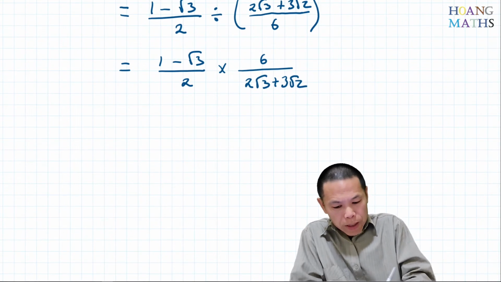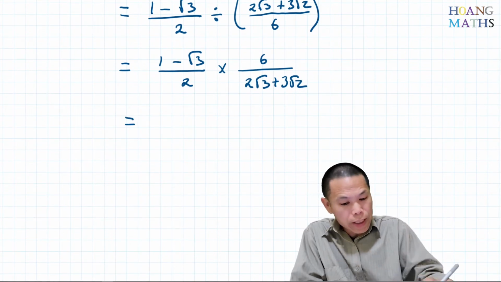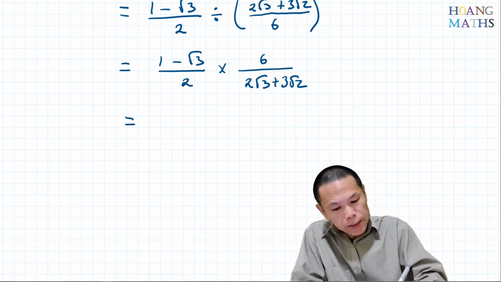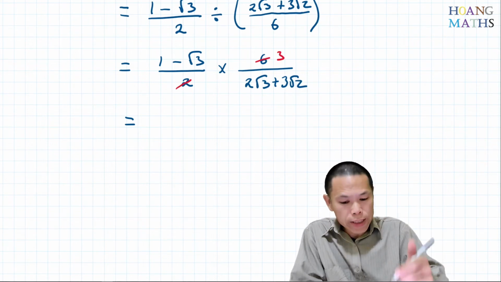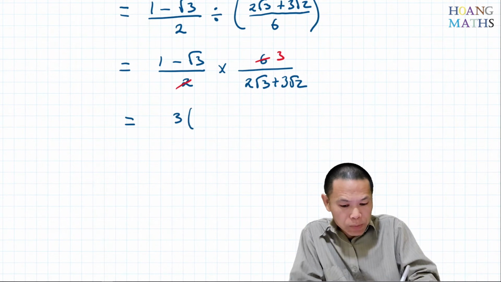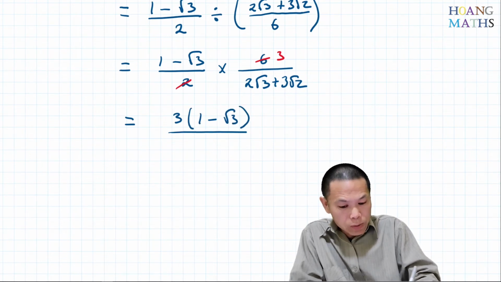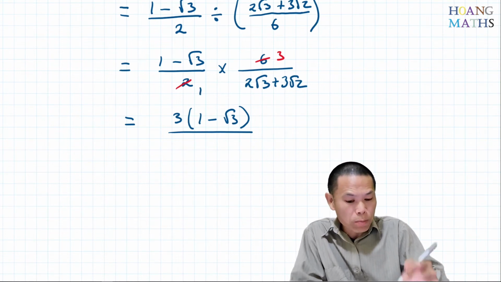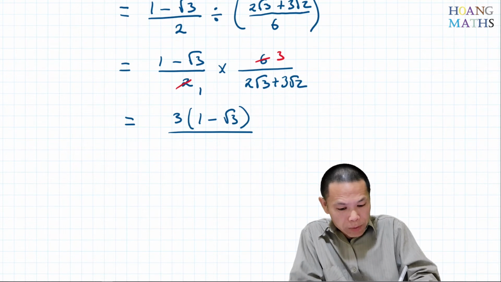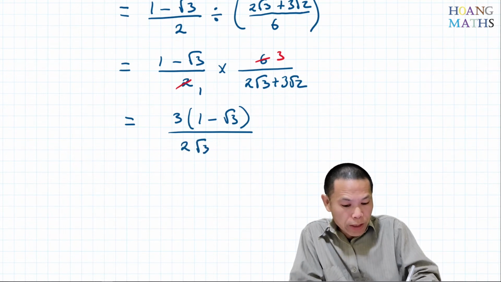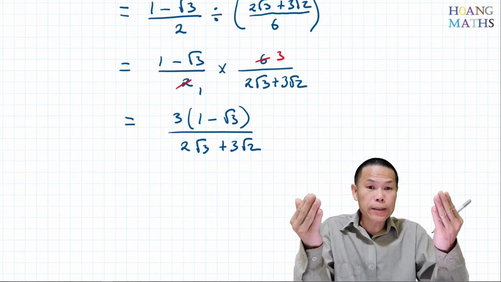So that will give me, so I can just quickly simplify this with this, okay? So that gives me 3. So now the numerator is just 3 times this, okay? So 1 minus root 3. And this one here becomes 1 anyway. So that 1 times 2 root 3 plus 3 root 2 becomes 2 root 3 plus 3 root 2. That's it.